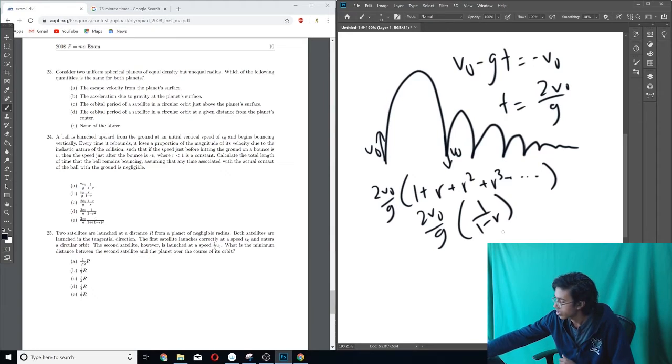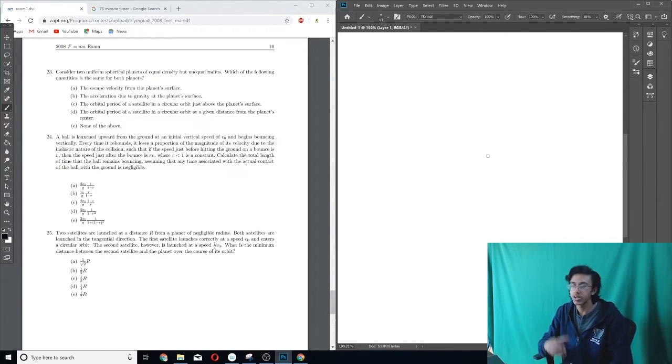Okay. And last question, and then we'll go back to 21. We didn't do that yet. Alrighty, two satellites are launched at a distance r from a planet of negligible radius. Both satellites are launched in the tangential direction. The first satellite launches correctly at a speed v0 and enters a circular orbit. The second satellite, however, is launched at a speed of 1/2 v0.